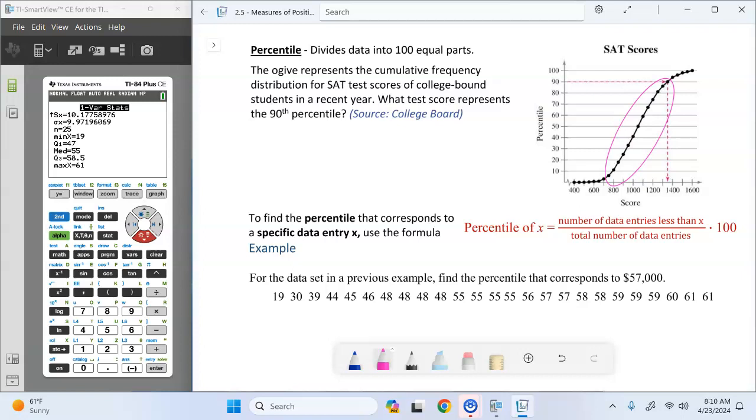Which has happened. I once had a kid fall asleep during the ACT 3 times. Drooled all over his test. That was really gross.